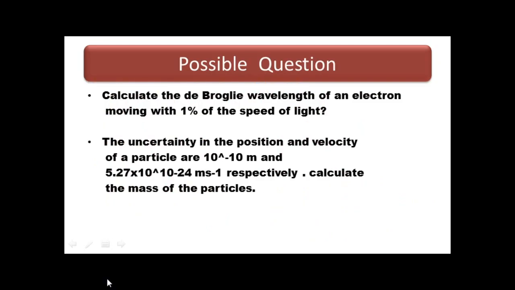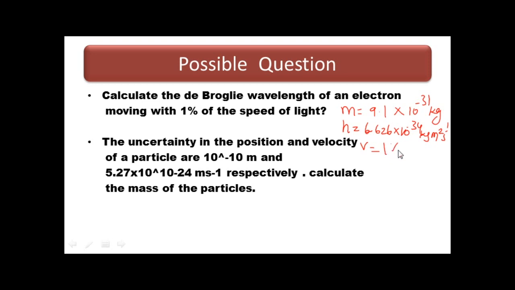So what are the possible questions in this session? Calculate the de Broglie wavelength of an electron moving with 1% of the speed of light. I'll give some hints for this question. Given m, the mass of the electron, is 9.1 × 10^-31 kilogram. What is the h value? We already know, 6.626 × 10^-34 kg m^2 s^-1. And then the velocity v equals 1%.